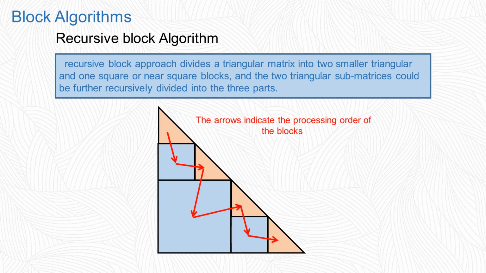Recursive block algorithm, unlike the former column and row block methods, divides a triangular matrix into two small triangles and one square or near-square block, and the two triangular submatrices can be further recursively divided into the three parts.